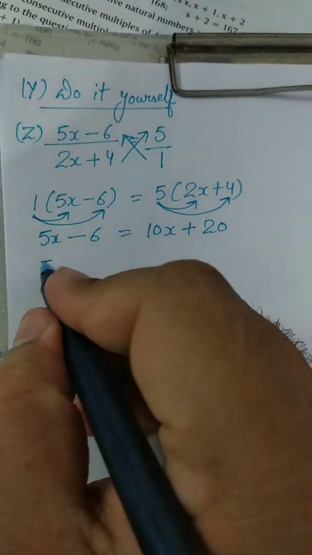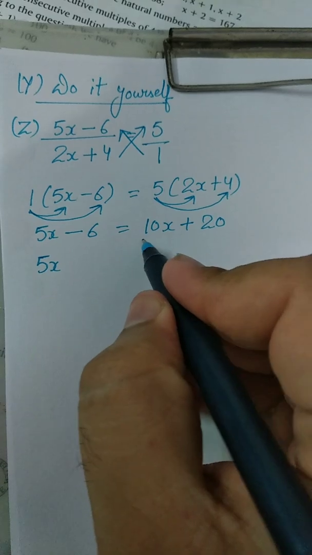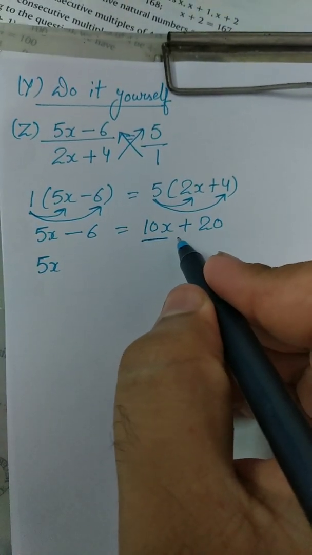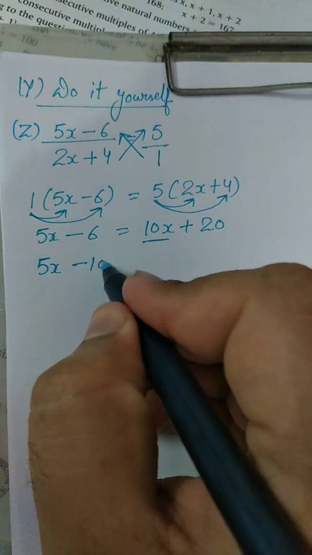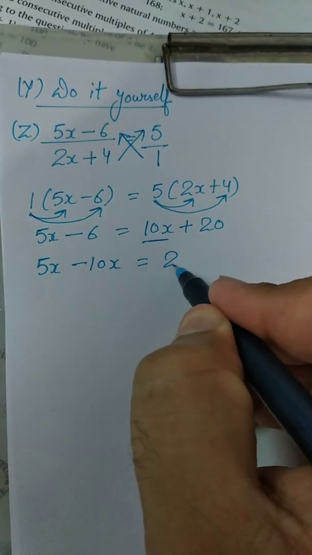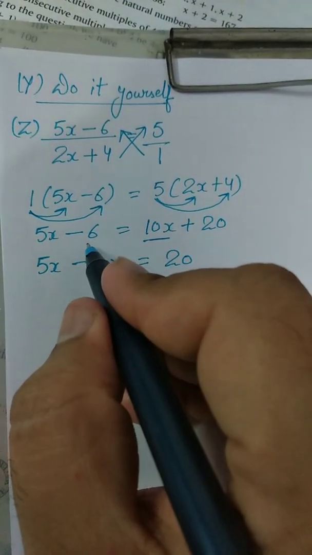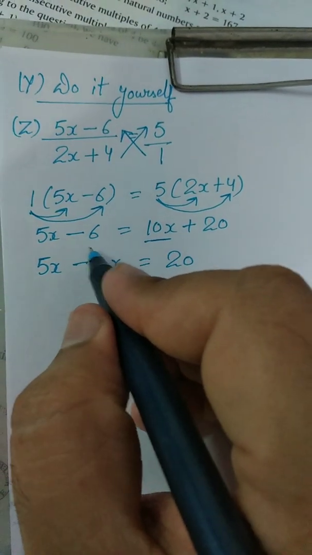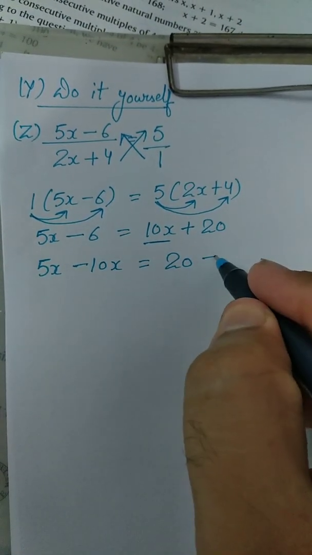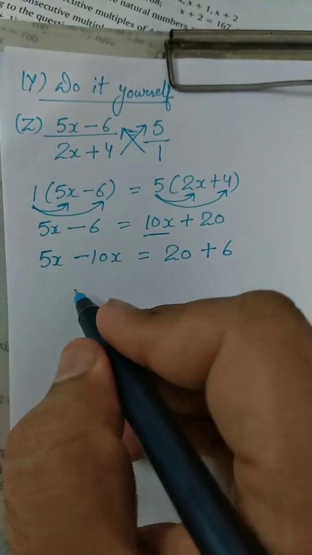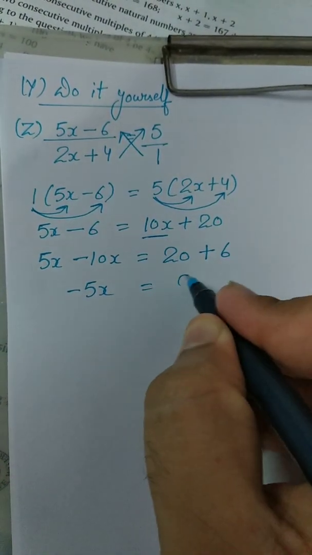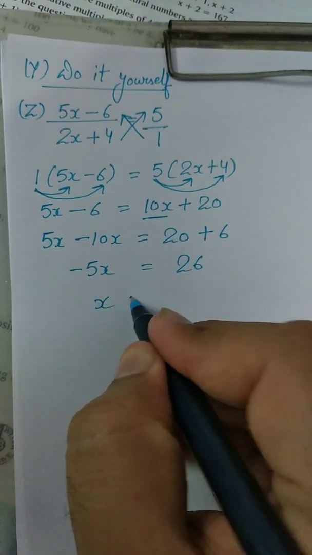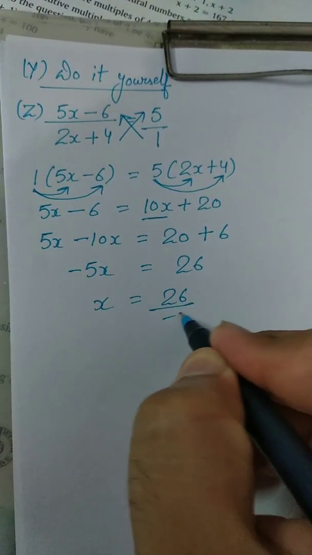Right? Now 5x. Shift this plus 10x from RHS to the LHS. It will become negative minus 10x equivalent to the 20. When I shift the minus 6 from the LHS to the RHS, it will become positive plus 6. So 5x minus 10x is equivalent to the minus 5x equivalent to the 26. So x is equivalent to the 26 upon minus 5.